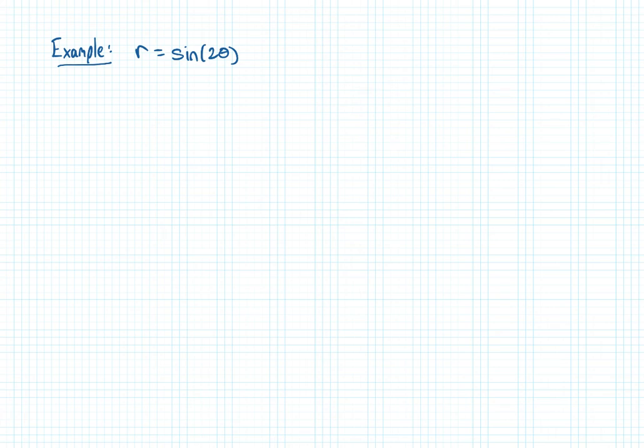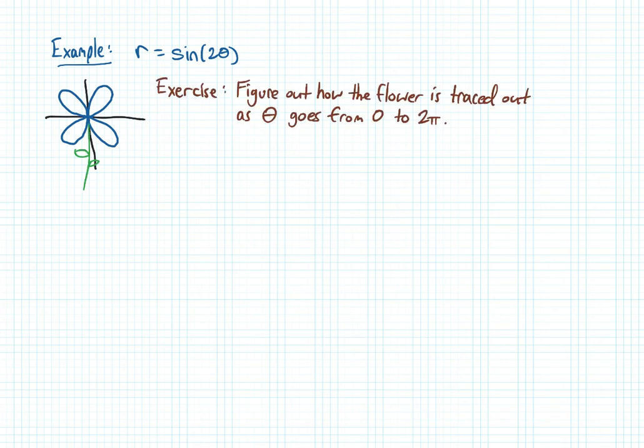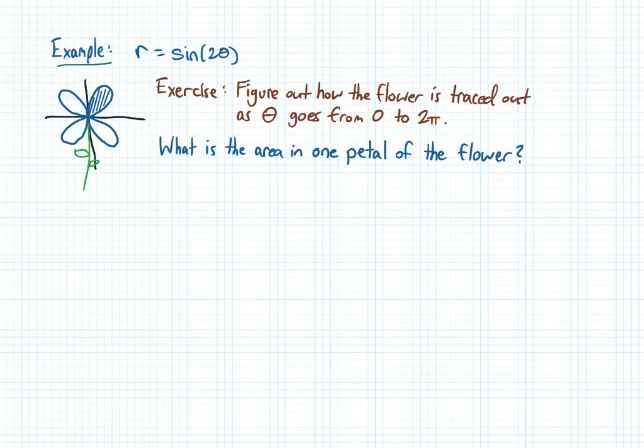So let's look at an example. Consider the function r equals sine of 2 theta. And if you graph it, you get this cute little flower. And actually, I'm going to give you an exercise, which is to figure out how the petals of the flower get traced out as theta goes from 0 to 2 pi. But the question that we'll answer right now is, what is the area in one petal of the flower?